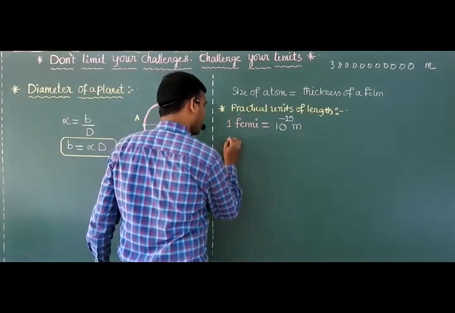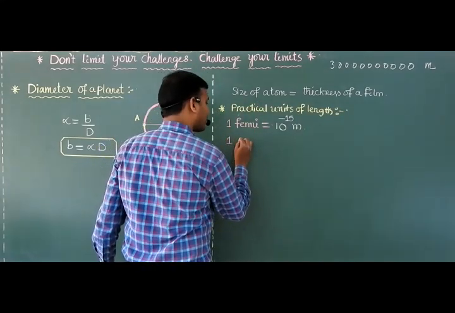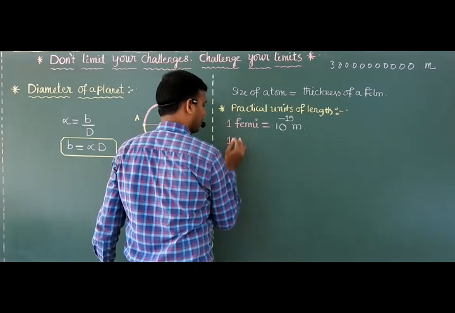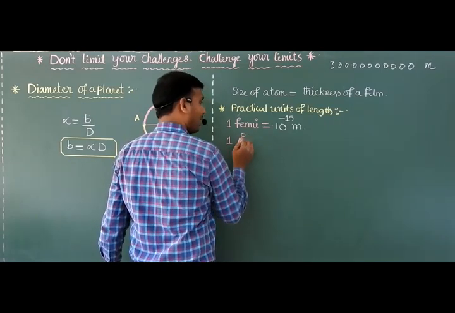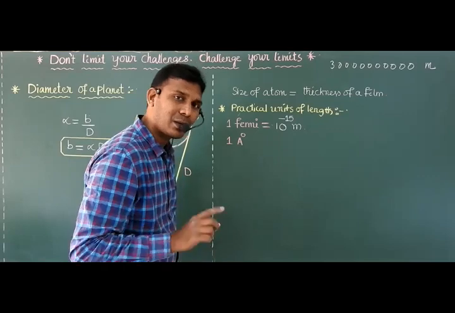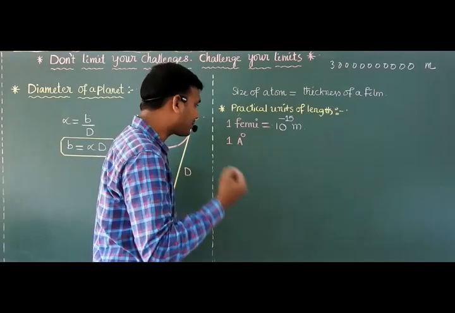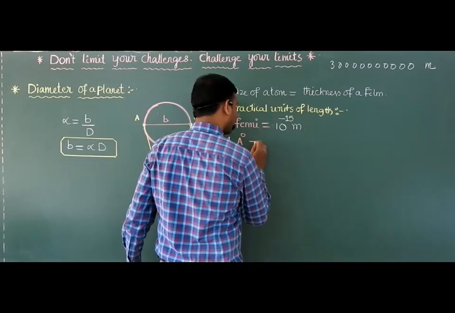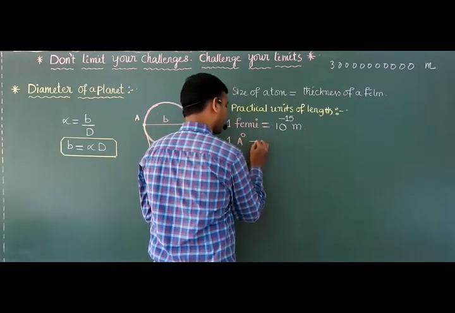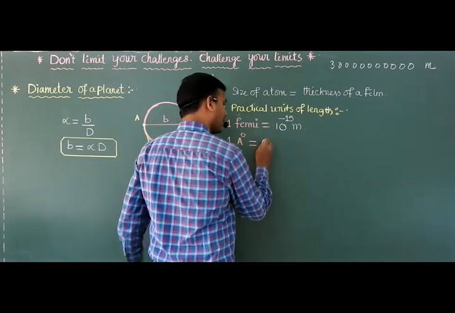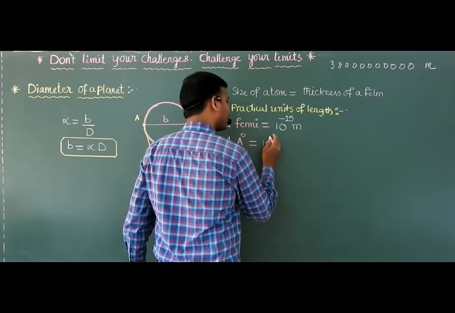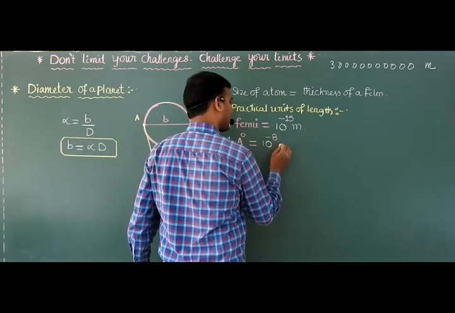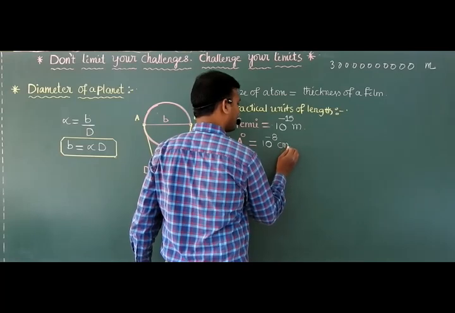Next, 1 angstrom. Angstrom is the name of a scientist. 1 angstrom is equal to 10 raised to minus 8 centimeter.